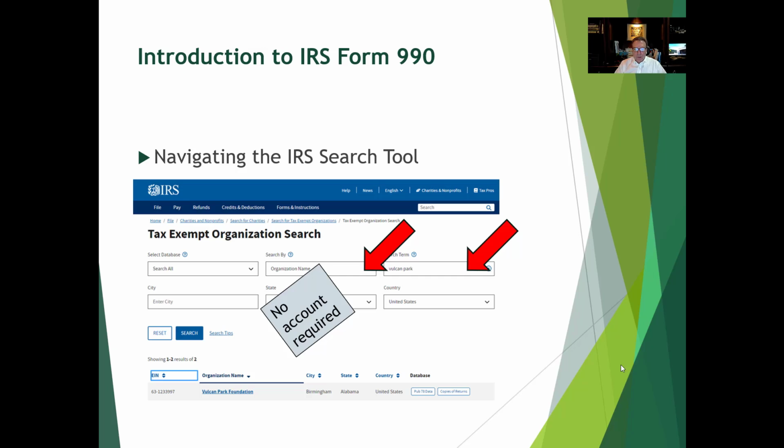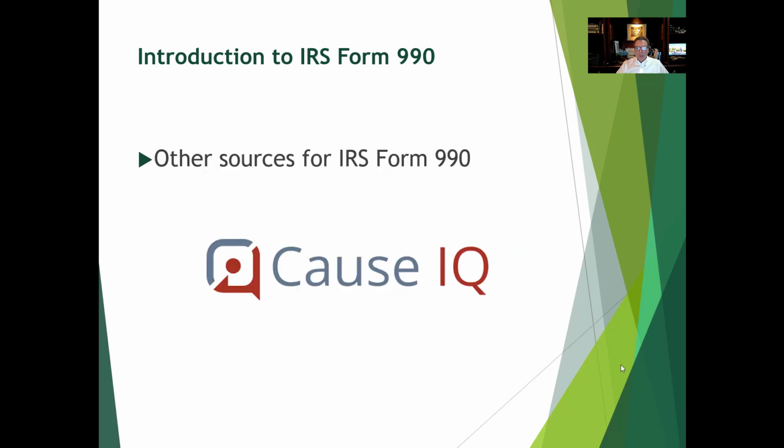This is the first page of the IRS search engine. You would fill in the organization name that you're looking for, and you can see here that I've searched for Vulcan Park, which would bring up the 501c3 organization in Birmingham, Vulcan Park Foundation.